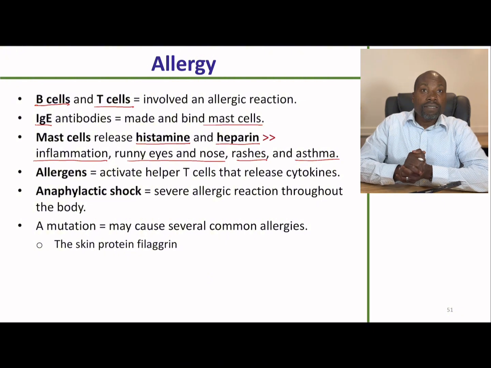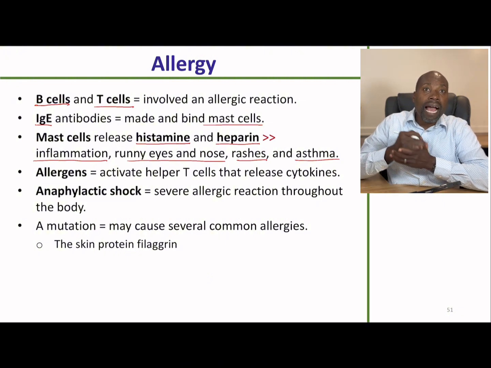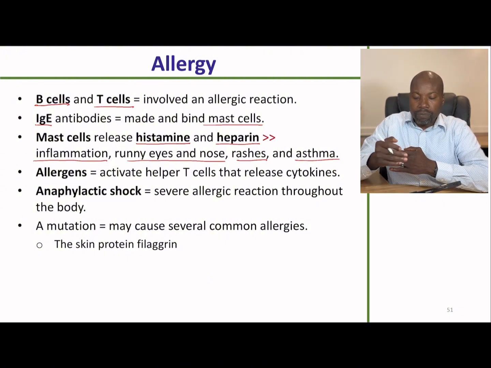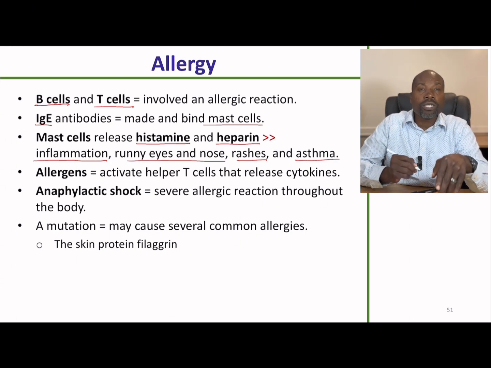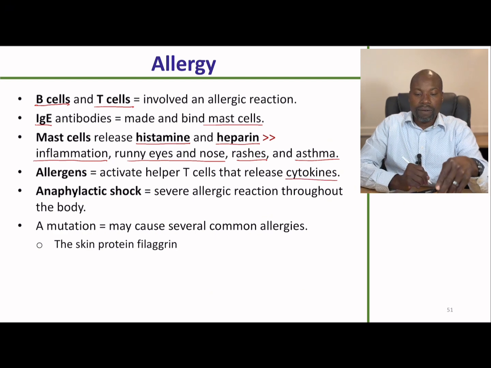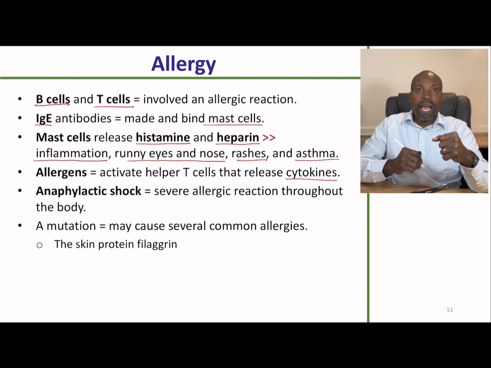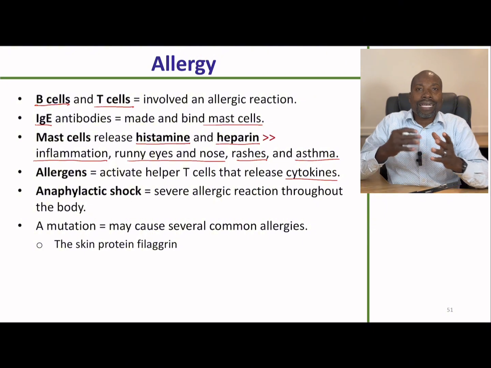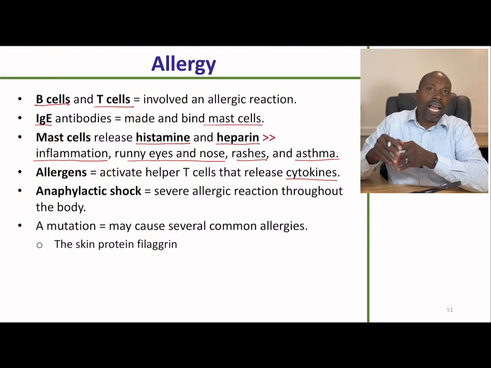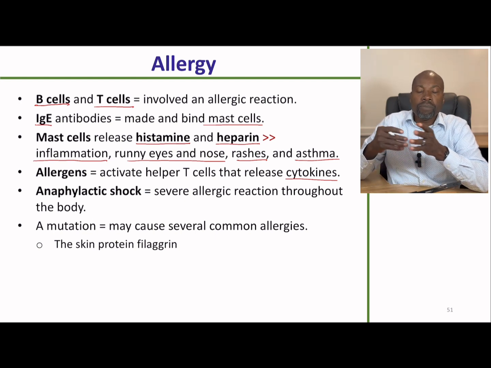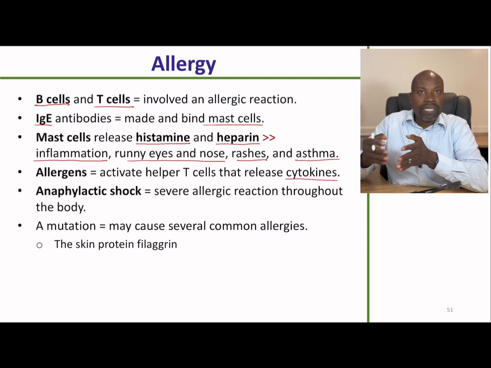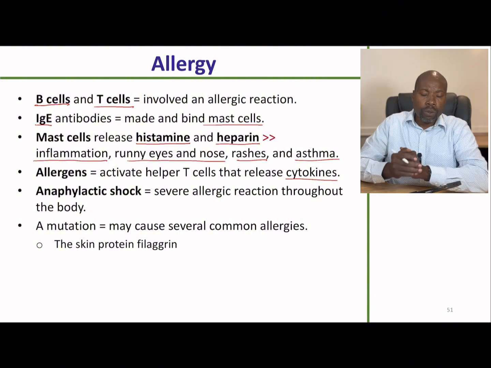Now, allergens are typically going to activate helper T cells. Upon the activation of helper T cells, these T cells are going to release cytokines, right? And these cytokines are going to cause a cascade of events, including activation of B cells and other T cells, and not only B cells and T cells, but we're also going to have neutrophils. The monocytes are going to be activated to become macrophages, and so on.